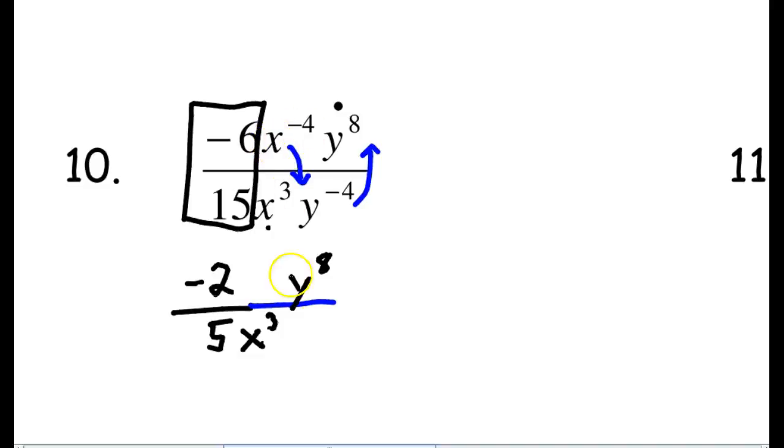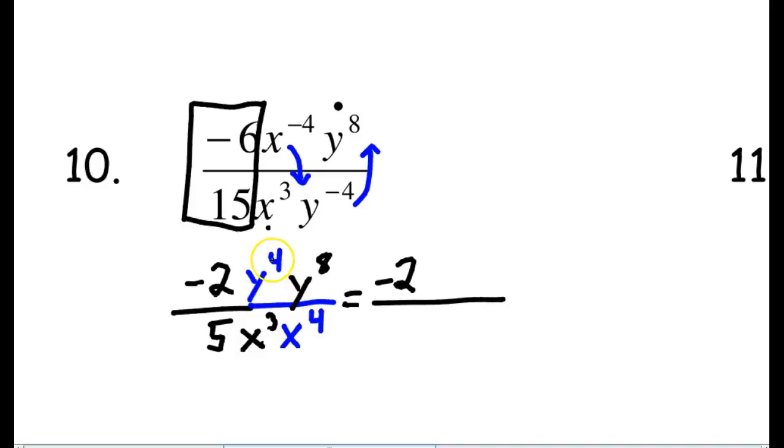So this x to the negative 4 is now on the bottom, and it's a positive 4, since I moved it. Okay, the y to negative 4 on the bottom is moving to the top, and that's going to be a y to the positive 4. So no more negative exponents. So before we start canceling or anything like that, we want to just get rid of negative exponents. Now we can simplify. So the negative 2 stays put.